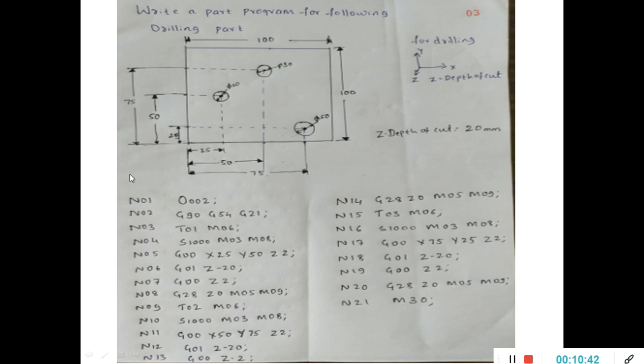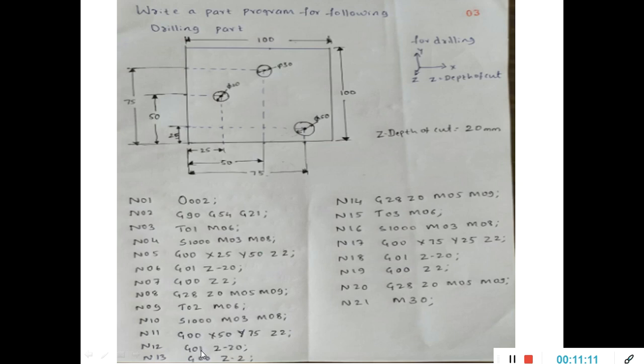So your tool is at the reference point, because in the last cycle you have given G28. So again you have to bring the tool to this position. The coordinates of this position are 50, 75. See here, G00, fast movement of the tool, X50, Y75, Z2. X50, Y75, Z2 means your tool is now in this position. Rotation of the tool is on, and the tool is 2 mm above the surface.